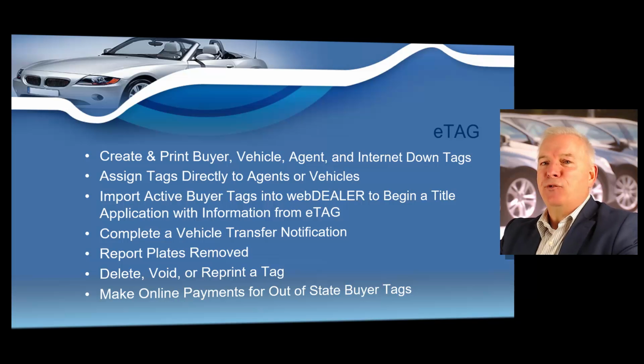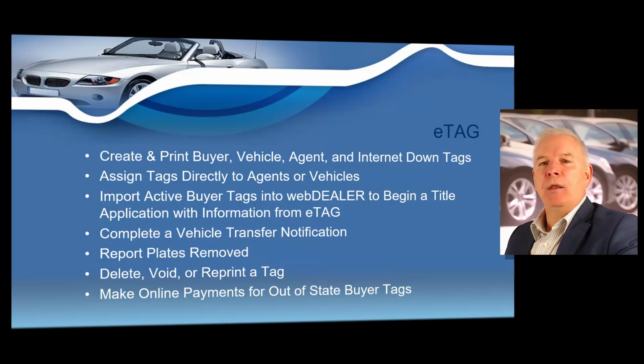It assigns tags directly to agents or vehicles, and you can also import active buyer's tags right into the system, and it's basically all automated. And I'll show you that here in just a little bit. It also is used for reporting any dealer plates that are moved or transferred. It allows you also to delete, void, or reprint a tag. So remember, we do have 60 days where we could say, for example, reprint a customer's buyer's tag if they lost it or something like that. But always remember, we can never issue that second one.